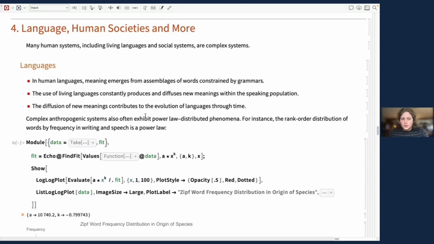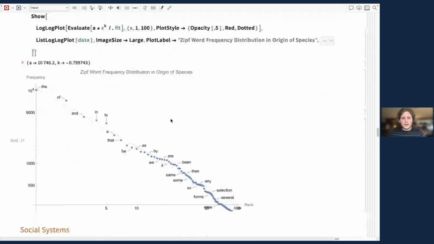We find power law distributions also in these complex anthropogenic systems. For instance, the rank order distribution of words by frequency is famously also a power law. This is called the Zipf distribution. So, for example, if we take the frequency of words in the Origin of Species, we see that the most frequent word is about twice as likely as the second most frequent word, and 3 times as likely as the third, etc., etc. And this follows a power law.